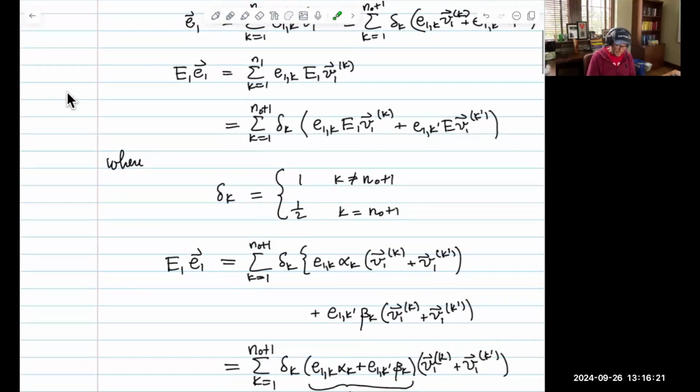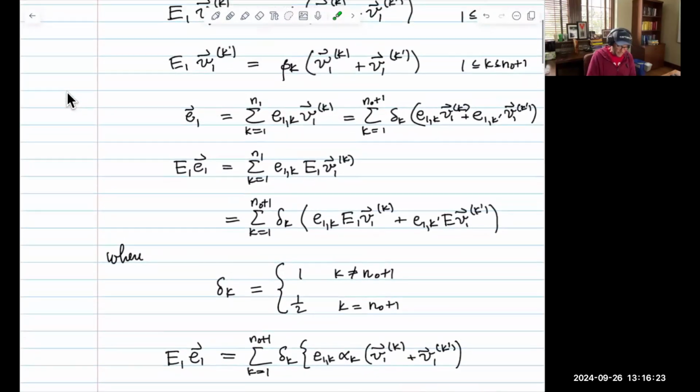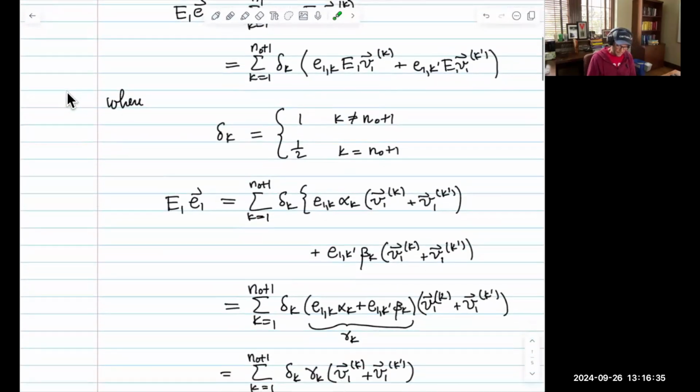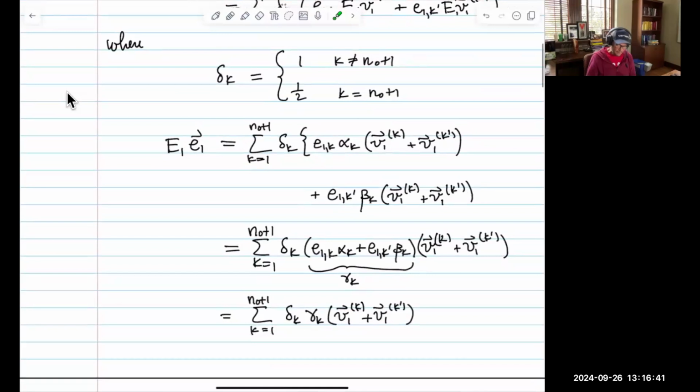All right, now again, we go up above and we replace E1 V1K with this vector, and E1 (forgot to put my 1 here) V1K prime with this vector. And so that's what I get here, right? Those are those 2 replacements. And now what I want to do is recognize that this can be, forgot my close bracket here.